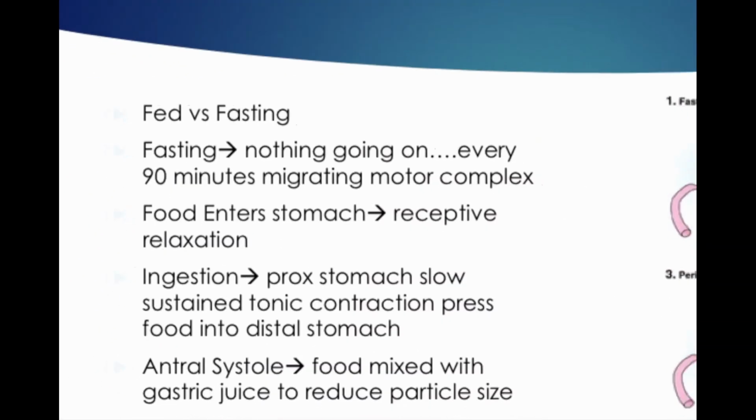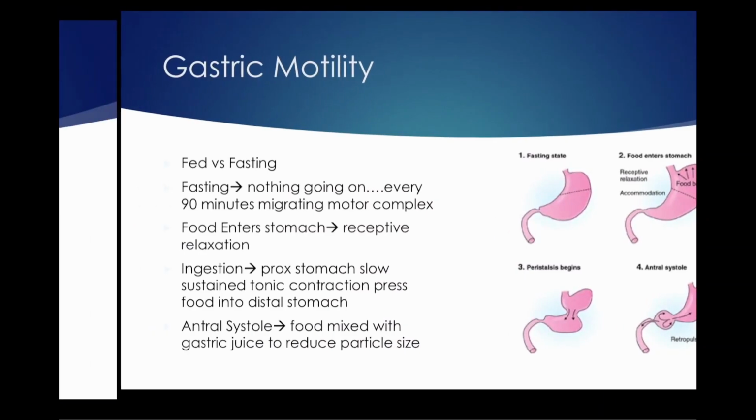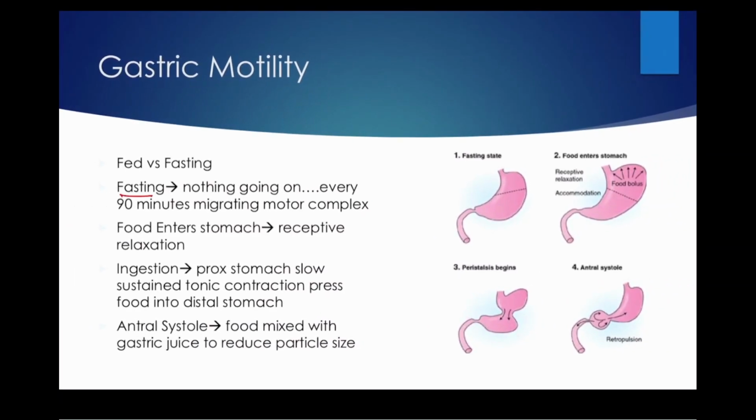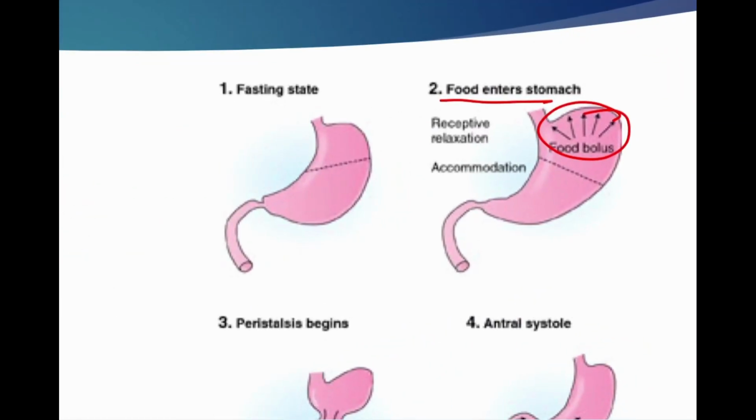Gastric motility, so our stomach's got to move too. So in a fasting state, nothing going on, every 90 minutes, you get a migrating motor complex. So if you haven't eaten for a long period of time and you hear your stomach making noises, it's usually going to happen every 90 minutes, and it's just the stomach getting smaller and smaller. Food enters the stomach, we get what's called the receptive relaxation. Food enters the stomach, we get a relaxation of the stomach, and it gets bigger because we are anticipating you're going to be eating a lot of food.